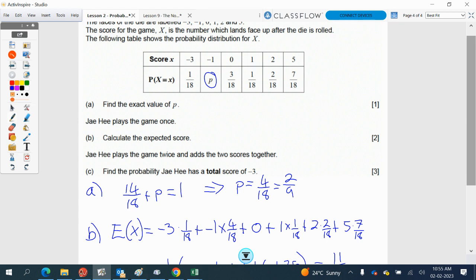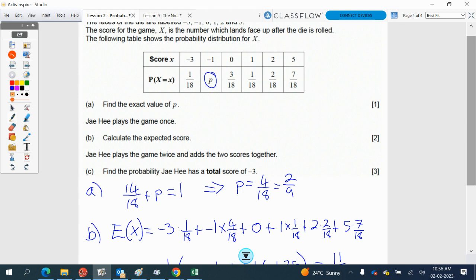So is there 2 different ways to score -3 total? Yeah, there's 2 different ways to score it. You can get -3 and then 0, or you can get 0 and then -3. Because when we're multiplying them together, we're going to have a total of 18 squared different possible outcomes. And there isn't only one that is good, there's 2.